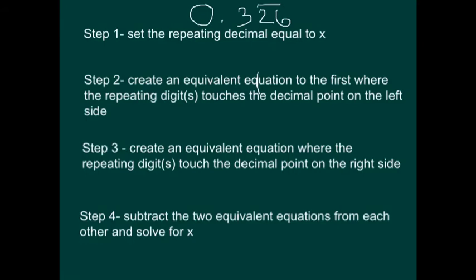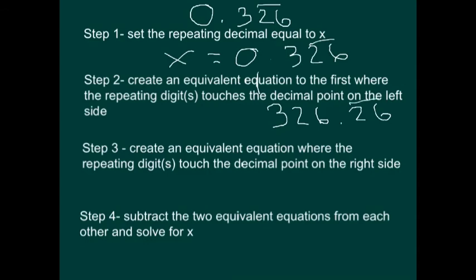In this case, this decimal has two digits that repeat, and they don't immediately follow the decimal point. I still follow the same rules. I'm going to go ahead and set the decimal equal to x. Then I'm going to create an equivalent equation to the first where the repeating digits touch the decimal point on the left side. So the number becomes 326.26 repeating. Here's my repeating digits, and it touches on the left side. In order to get from 0.326 to 326, I move the decimal point 3 spaces, which is the same as multiplying by 1,000. So therefore, I'm going to multiply the left side of the equation, or x, by 1,000.